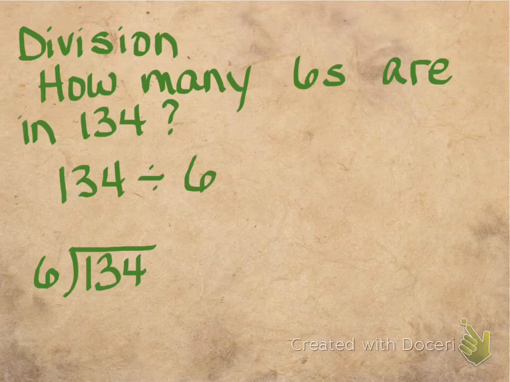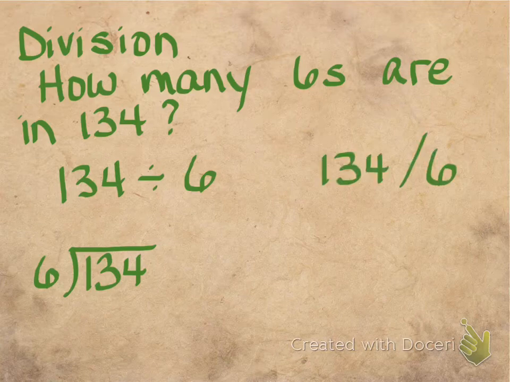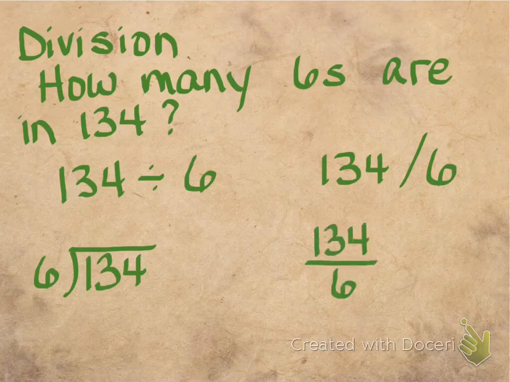Or we could write it like this. And so notice the bracket on the screen there. The inside number is what you say first when you see a problem that looks like that. And so we would say 134 divided by 6, just like we said the one above. And sometimes you will see it written like this. And sometimes you'll see it written as a fraction. And it basically means the same thing. We are dividing.